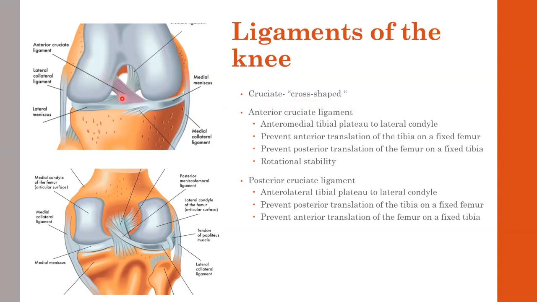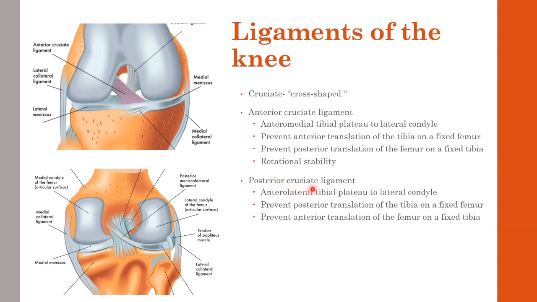The ligament that crosses on the anterior aspect will be our anterior cruciate ligament, and the ligament that crosses on the posterior aspect will be the posterior cruciate ligament. Now, of these two, obviously, our ACL will be our most notable, and it technically originates on the anterior medial aspect of our tibial condyle, and it travels up to the lateral condyle of the femur. And this prevents the anterior translation of our tibia or the posterior translation of our femur. And it is also incredibly crucial in rotational stability.